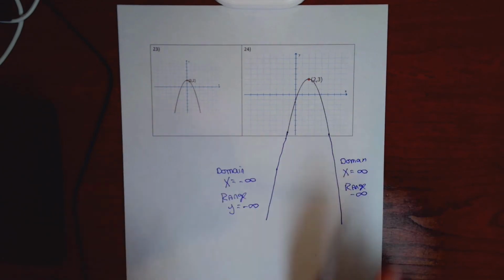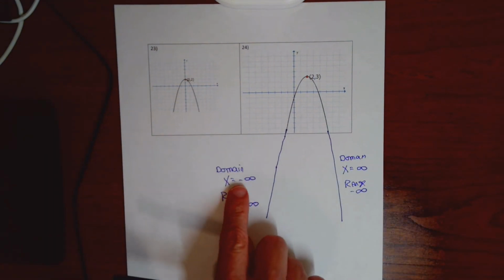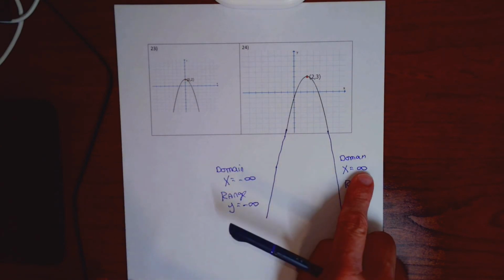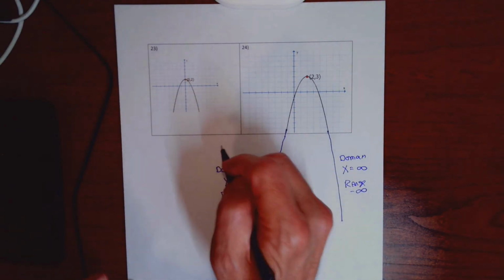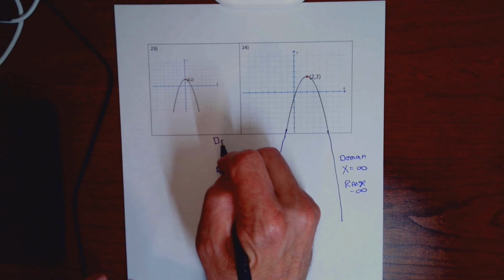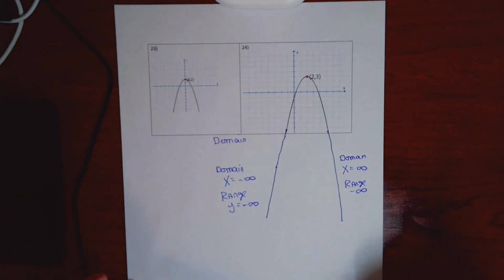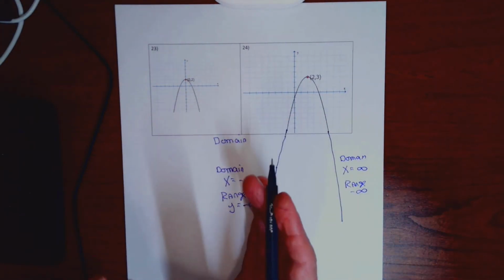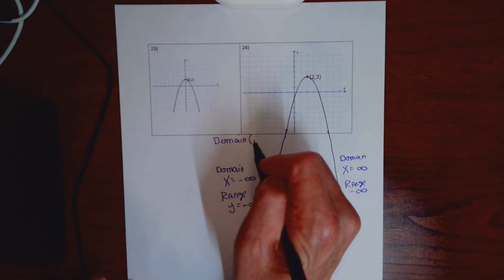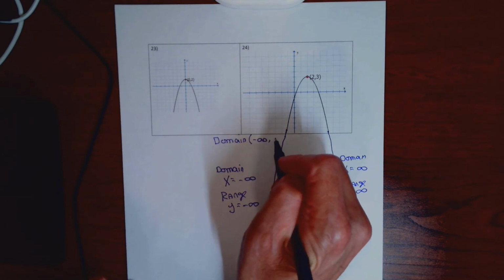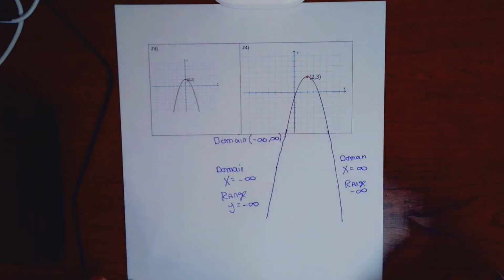When I go to write the domain for this, it's going to be from this negative infinity to that positive infinity. There isn't really a left edge. There isn't really a right edge. The left and right edges are non-existent because the graph keeps going to the right as it goes down and left as it goes down. Infinities always get round brackets. So here my domain is negative to positive infinity.